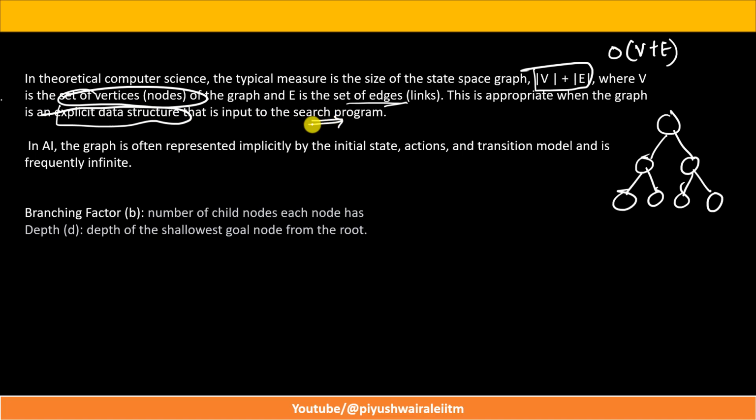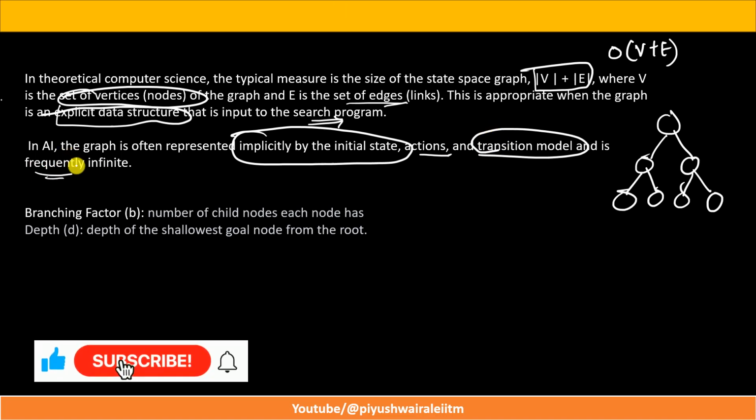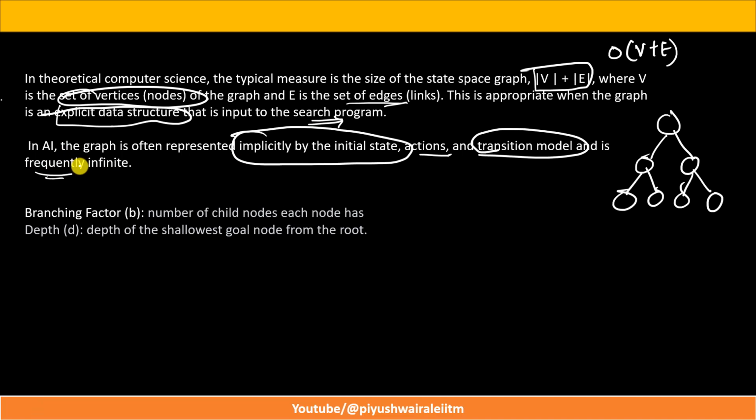But this is not the case in AI, right? In AI, the graph is often represented implicitly by the initial state, actions, and transition models, right? So what will be my initial state? What are the actions I can perform? What will be my transition state? And it is frequently infinite. So based on such parameters, the complexity will be different in the case of AI. In theoretical computer science, we can say it is order of V plus E.